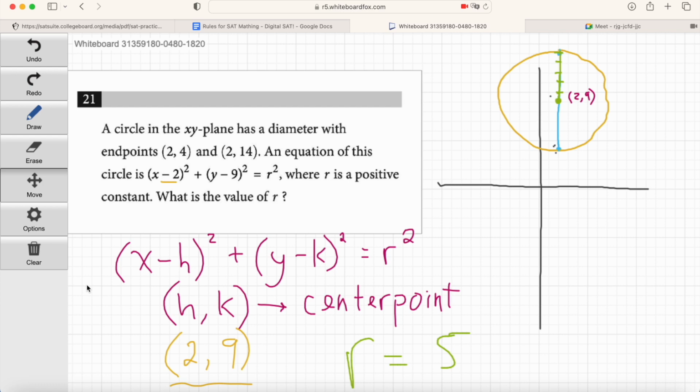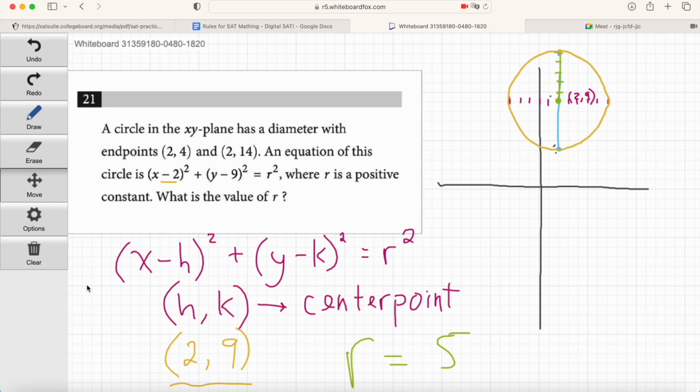Yeah. Once they give you those endpoints, you should just realize it's 5 units from the center point to the endpoint. So maybe I could have drawn a more accurate circle, with 1, 2, 3, 4, 5 units to the left, and then 5 to the right as well. 1, 2, 3, 4, 5. Yeah, the one on the right's not too bad, but we could have drawn a little more accurate circle connecting those endpoints.